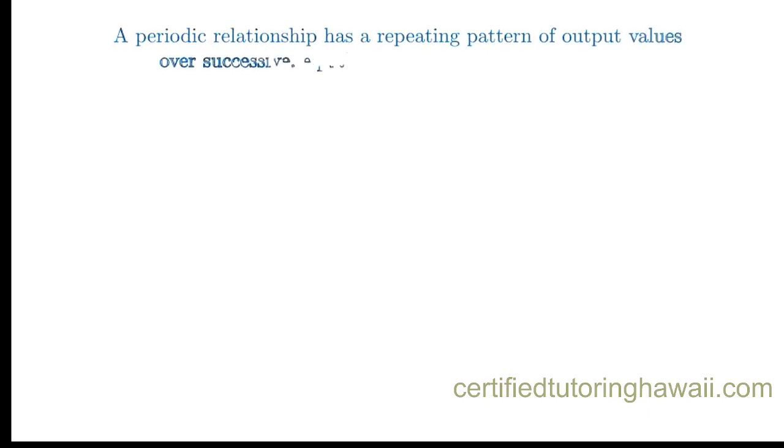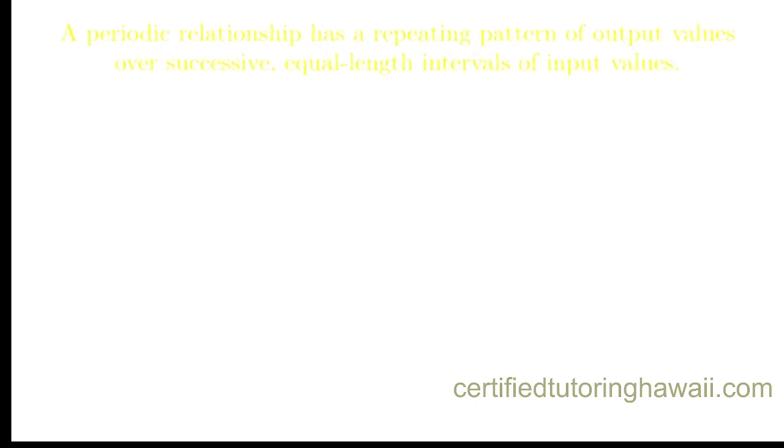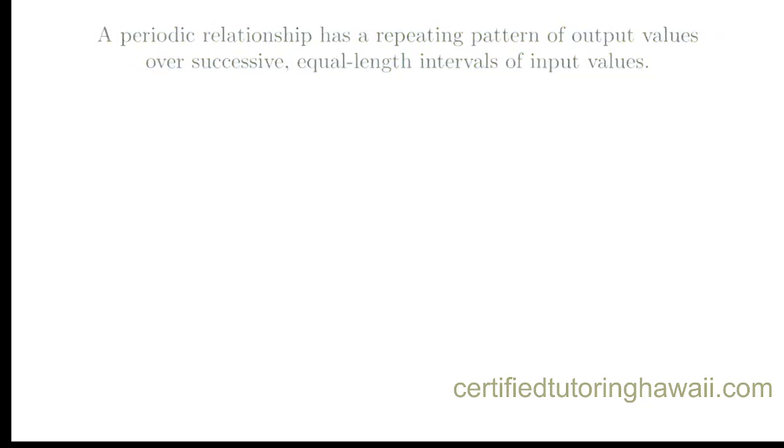So, what makes a relationship periodic? A periodic relationship shows a repeating pattern of output values over successive, equal-length intervals of input values. Think of it this way. As the input, like time, increases, the output, like a height or a temperature, goes through the same sequence of changes over and over again. The cycle of seasons, for instance, repeats every year. This idea of repeating behavior is the fundamental concept behind periodicity.